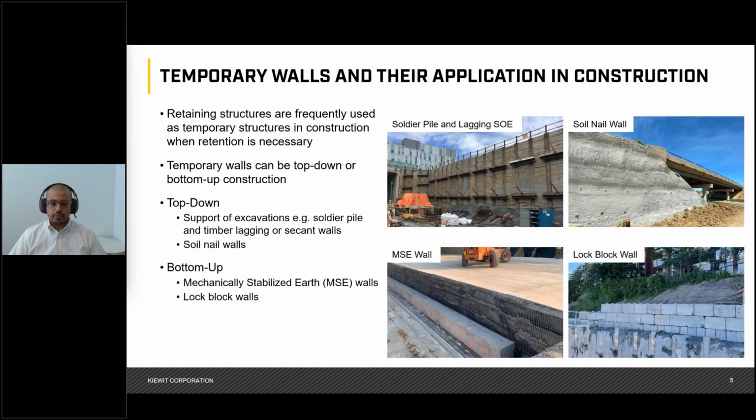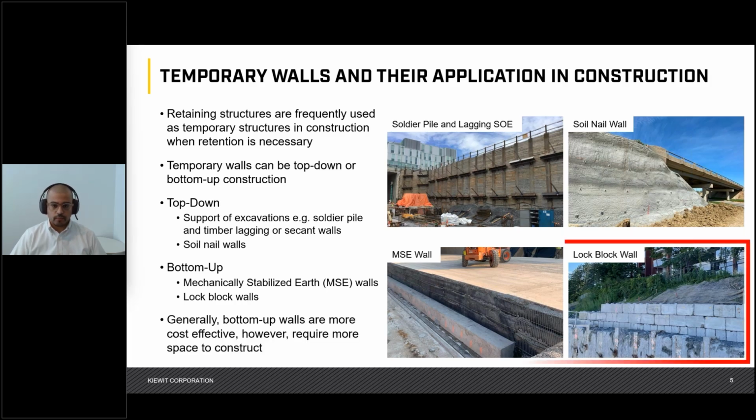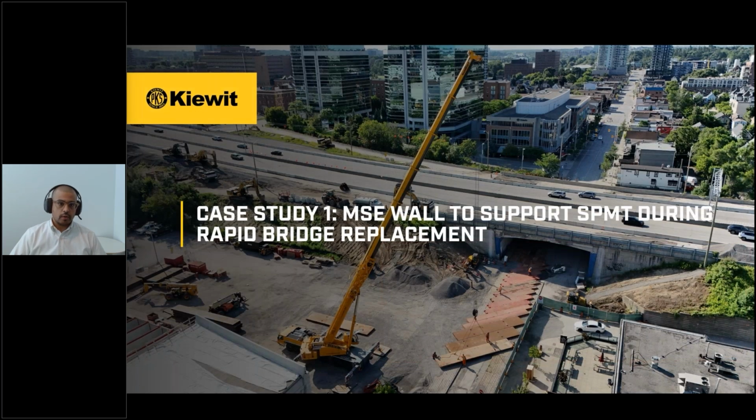But generally speaking, bottom-up type walls are more cost-efficient options. However, they normally require more space in order to construct, and so they're not always the most feasible option. And today, I'll actually be focusing primarily on MSE walls and log block walls. So let's just jump right into it.